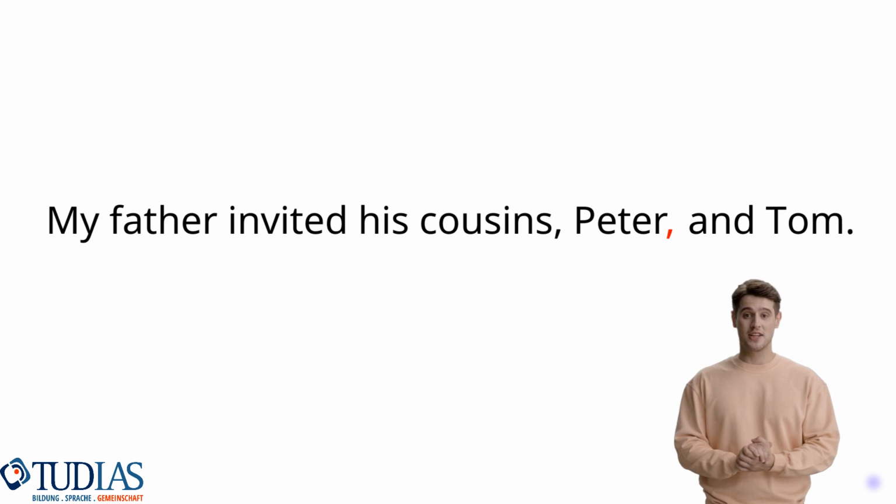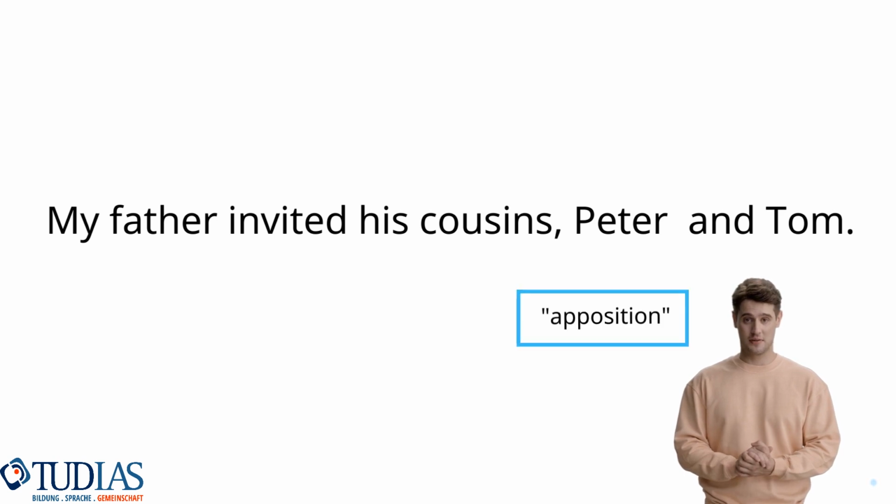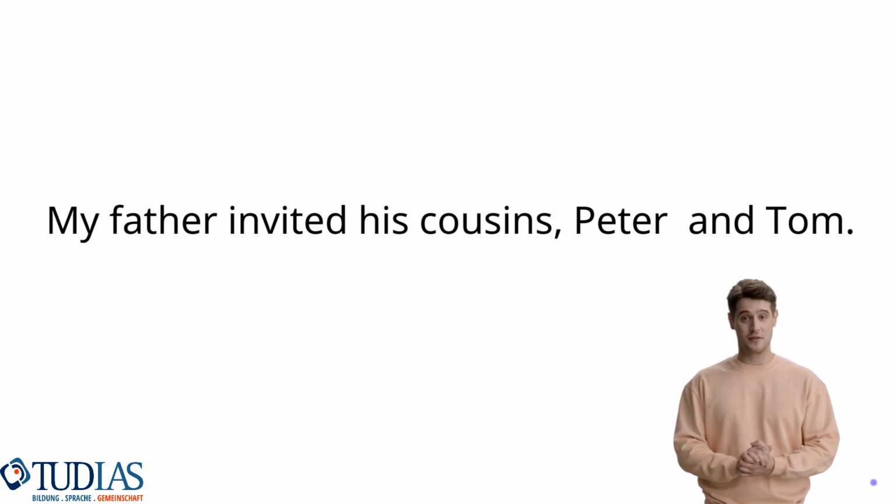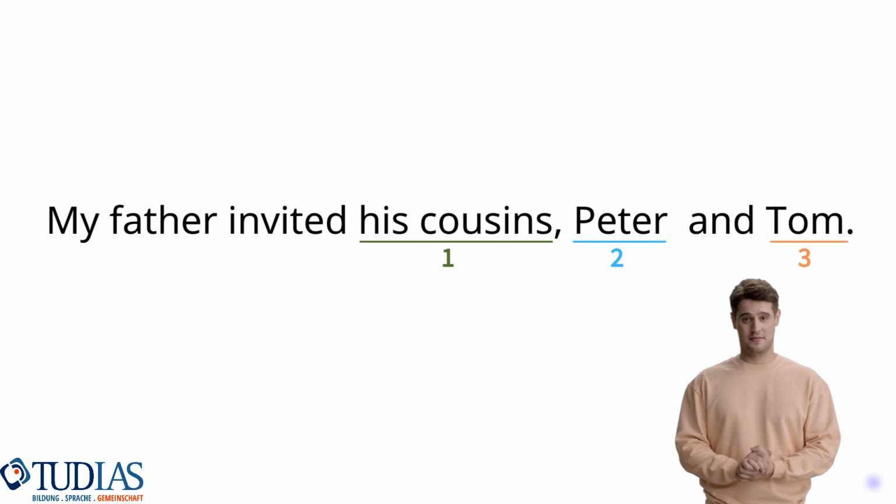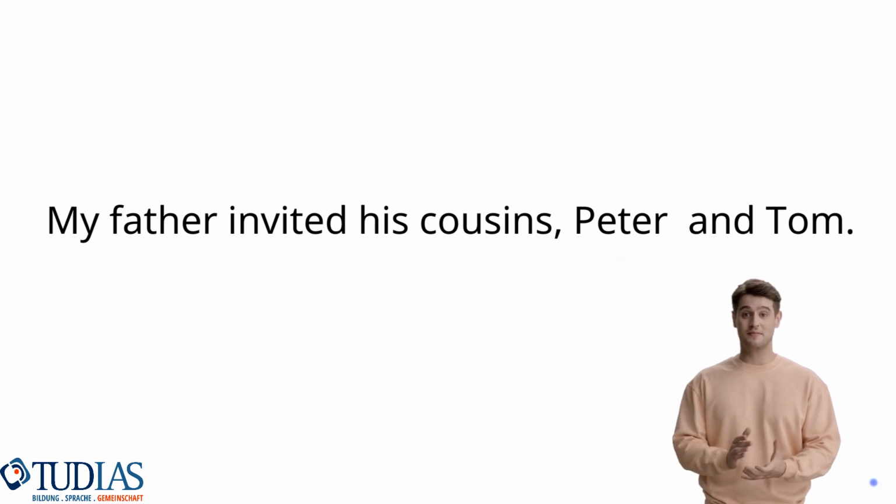But if we remove that comma, something strange happens. Someone reading this sentence now might think that Peter and Tom are actually my father's cousins, because the structure of the sentence looks like a so-called apposition. In the case of this sentence, the names Peter and Tom would now be identifying who my father's cousins are. This means, instead of three distinct items or people, his cousins, Peter and Tom, we only have two items, Peter and Tom. And those two names identify the names of my father's cousins.